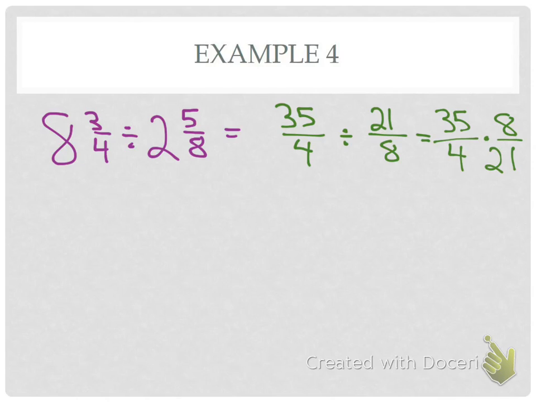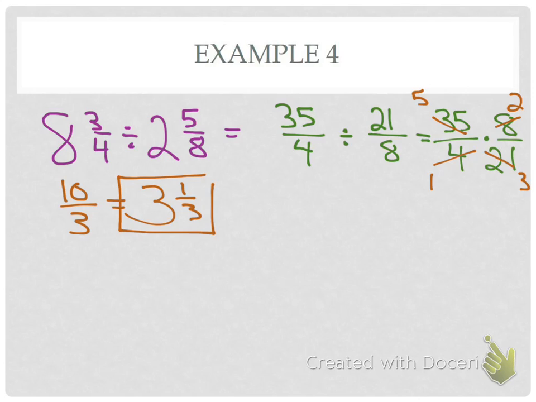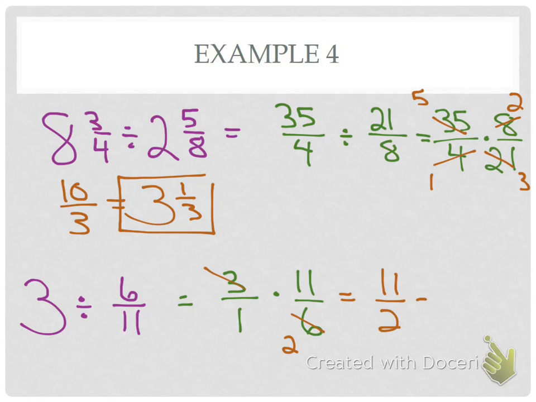Can I cross-reduce? Yeah, 4 and 8. And can I cross-reduce 21 and 35? By 7. Now, if you miss that, guys, you'll just have to reduce at the end, which is not a huge deal. Now, 10 over 3 becomes what? 3 1/3. Did y'all get it? All right, so now you do one. All right, so 3 over 1 times 11 over 6, cross-reduce. 11 over 2 becomes 5.5. Did you get 5.5? Kenzie, did you get it?